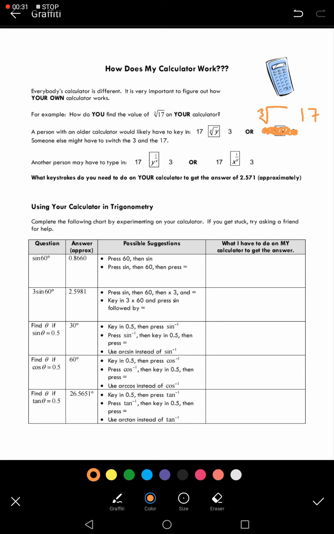So obviously everyone's calculator is going to be a little bit different. So it's important to figure out how your specific calculator works. You should obviously have a calculator. If we do go back to in school, it is expected that you have your own calculator.